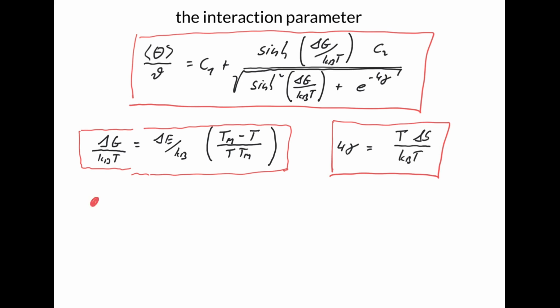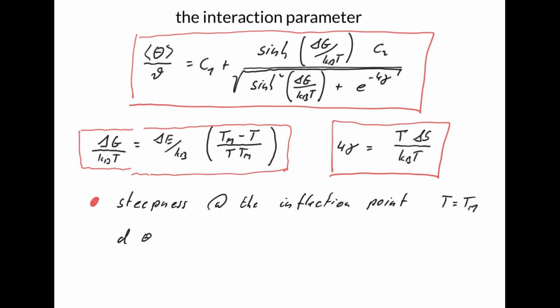Now, what we would like to understand now is how does the interaction parameter really change the curve that we obtain. In order to do so, we look for the steepness at the inflection point of that curve. The inflection point is at the place where the temperature approaches the melting temperature. So what we have to calculate is the derivative of the mean rotation angle with respect to the temperature.